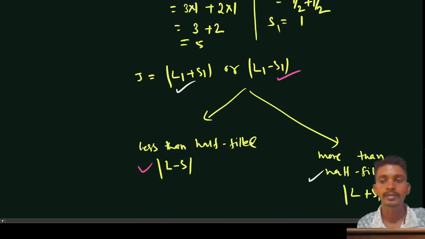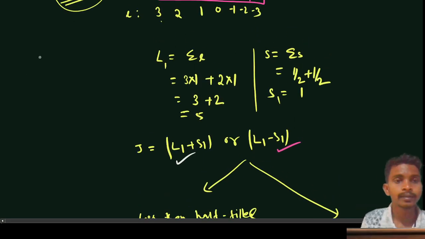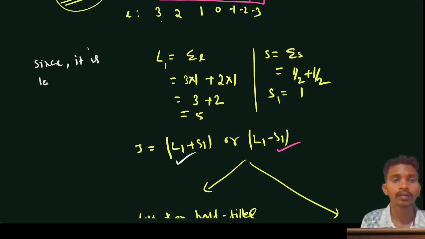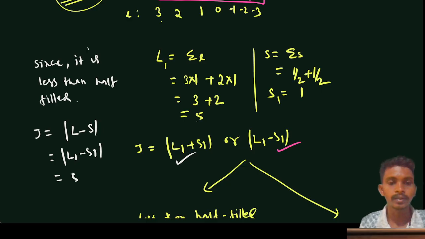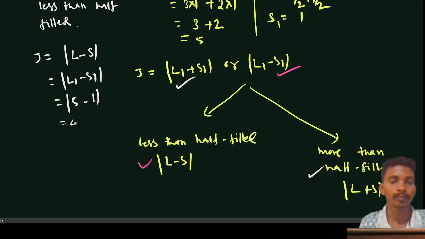Since this is less than half filled, J equals L minus S, that is L1 minus S1. The value of L1 is 5 and S1 is 1, so this gives 4. So J equals 4.